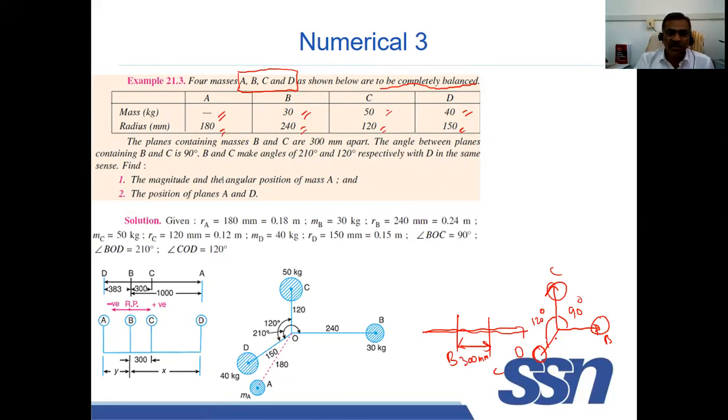Here, the angular position of A is not known. One data we don't know. The angular position of mass A is not known. And here you see in the plane position, B and C are known. We don't know where A is and where D is. So here the problem is something different.